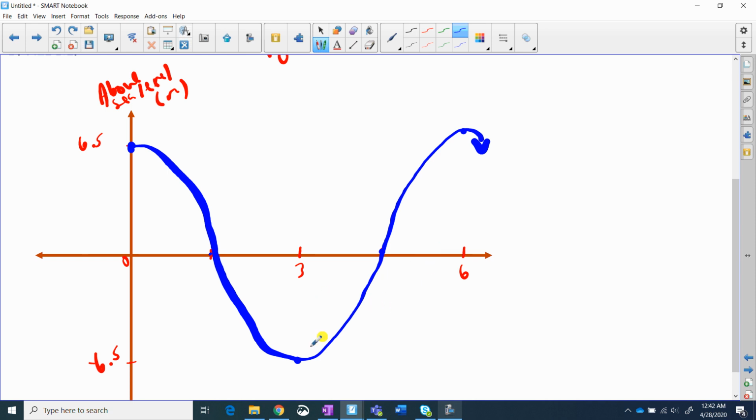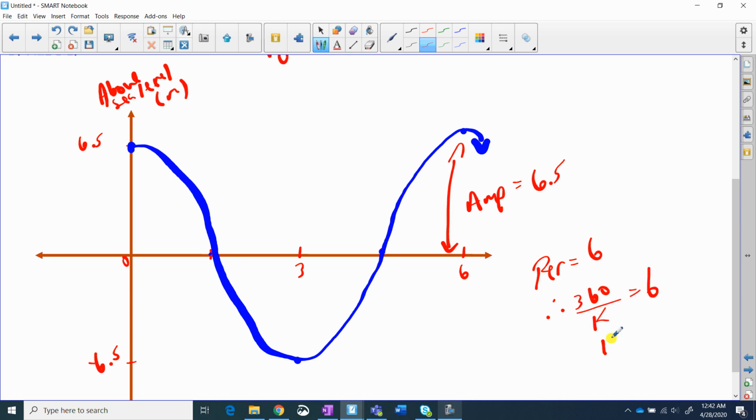Let's build a function. The one good thing is the sinusoidal is already where it should be, because it's 6.5 above, 6.5 below. The amplitude would be that distance, which is 6.5. The period is 6. Therefore, 360 over k always has to give you the period. So k is 360 over 6, which is going to have to be 60. Here's your k value.